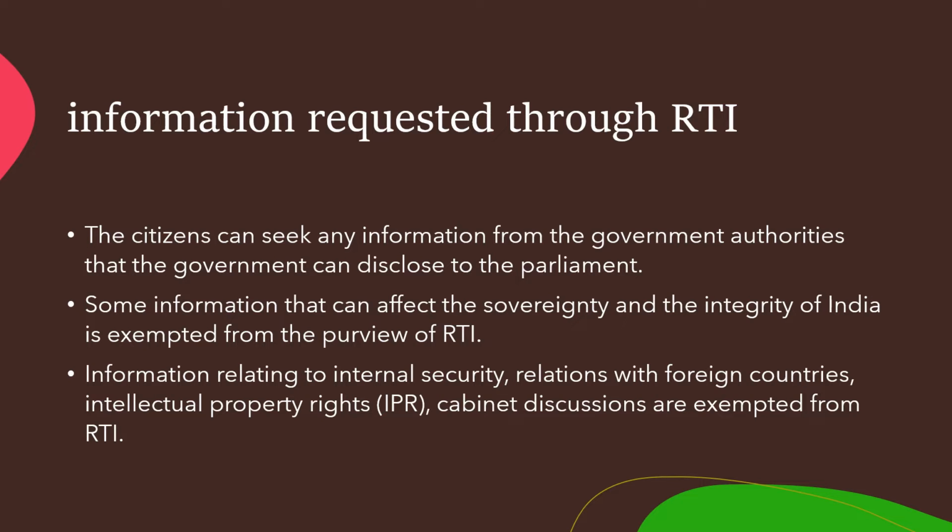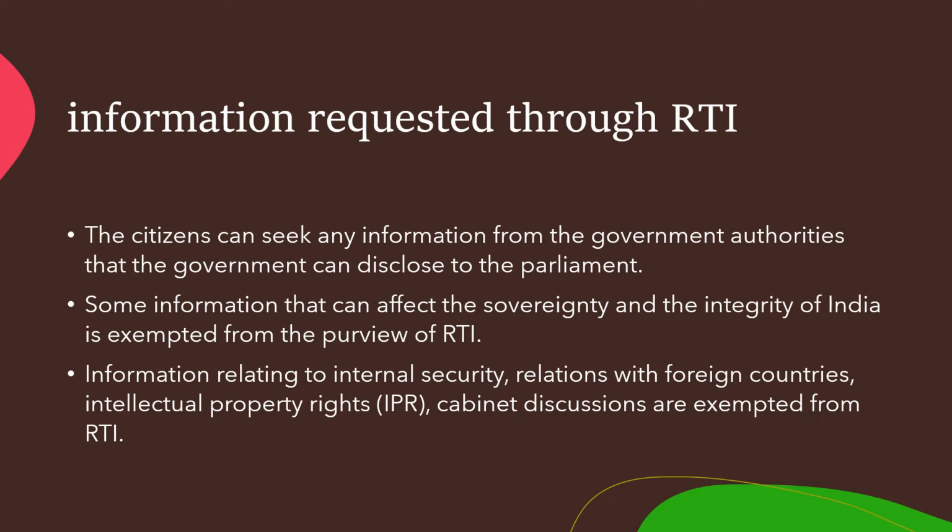How can we request some information through RTI? Citizens can seek any information from the government authorities that the government can disclose to the parliament. This act gives citizens the entire right to demand certain information from the government if they want the government to provide it. Whatever information the government discloses to the parliament, they are answerable to the public as well. If the public demands that such information be made open to the public, the government has the entire responsibility to make it public.